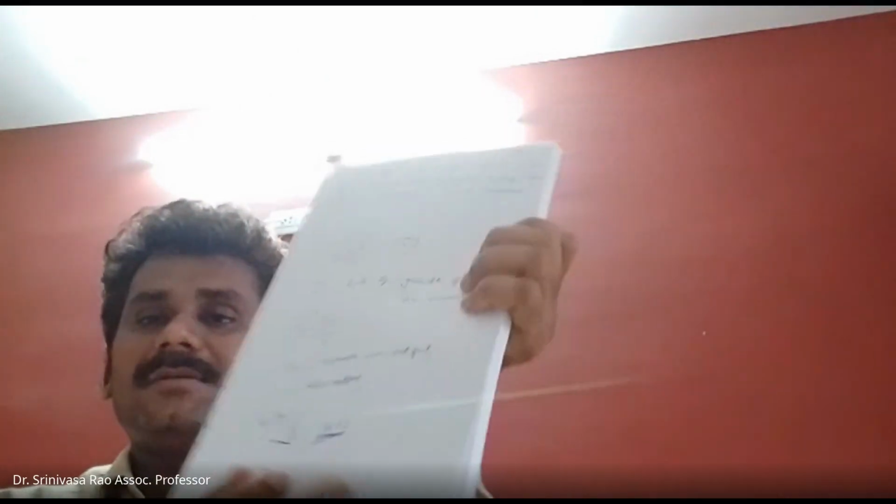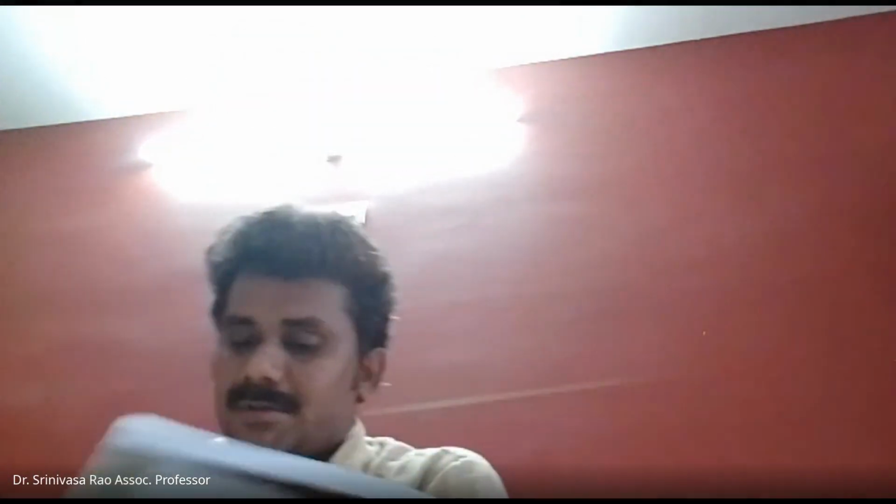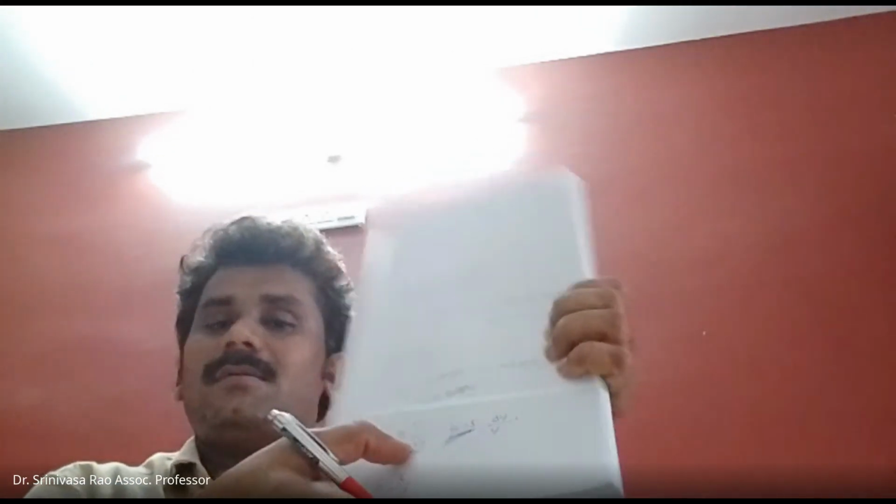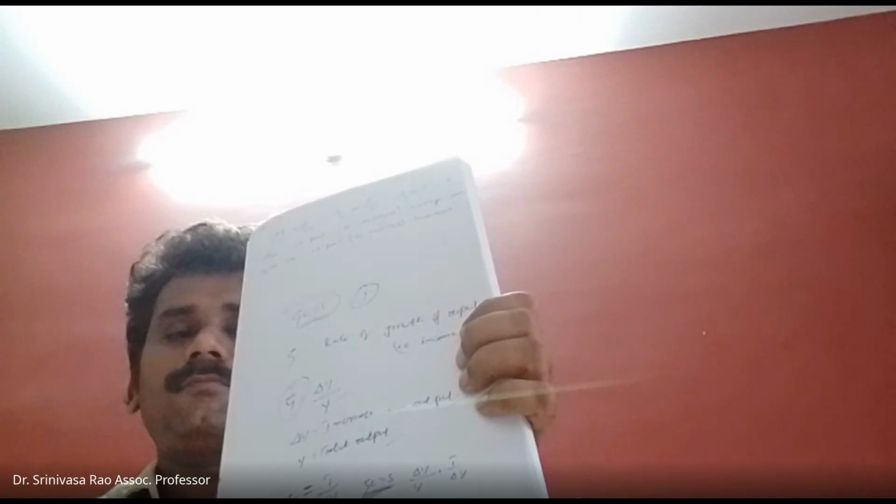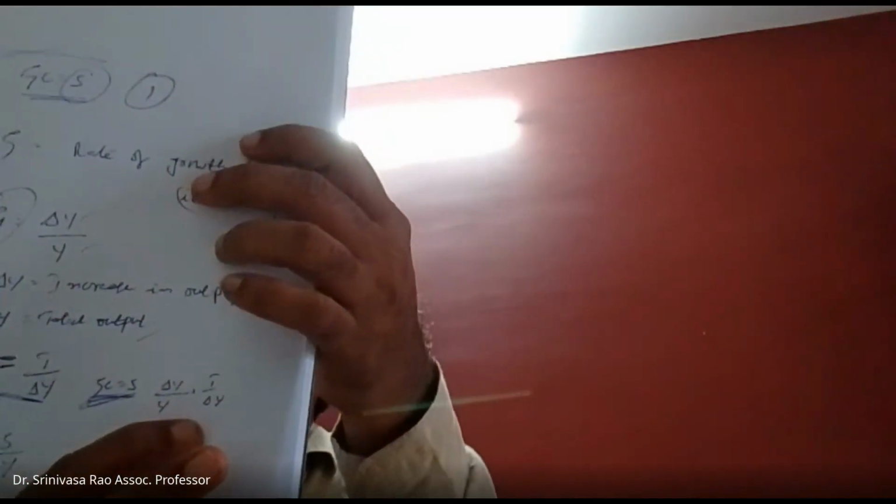that GC is equal to S can be written as... I wrote here, underline, GC is equal to S. What is G? Delta Y by Y. GC: delta Y by Y into what is C? I by delta Y. GC is equal to S. G, delta Y by Y, into C, I by delta Y. That equals S.